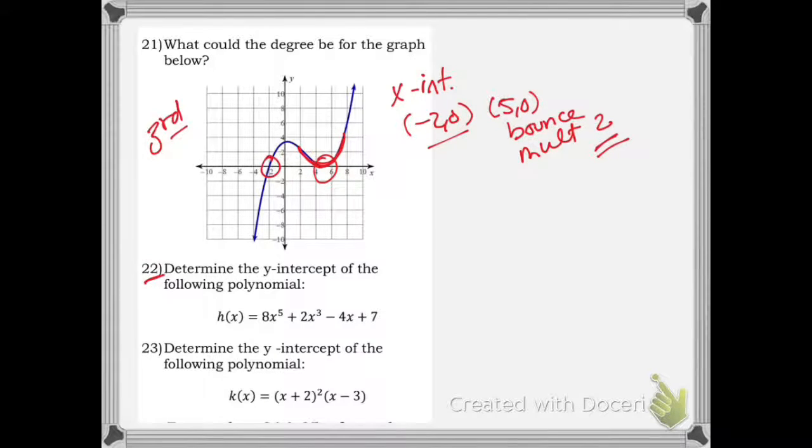On number 22, when I've got a standard form polynomial, the y-intercept is so simple. Boom, it's the constant. So the y-intercept here is 0, 7.